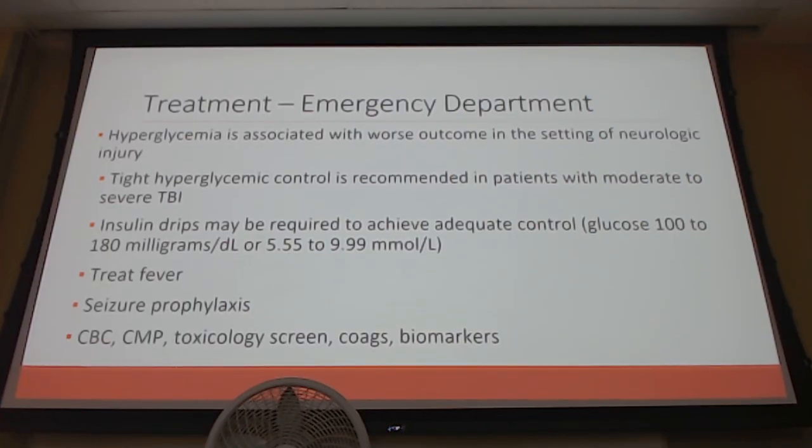We like to use seizure prophylaxis in these patients. What's the common seizure prophylaxis for these? Anybody know? Keppra, yeah, Keppra. However you pronounce the generic name, levetiracetam. You might hear it a lot of different ways. And then we're going to run our normal trauma labs on all of these patients.